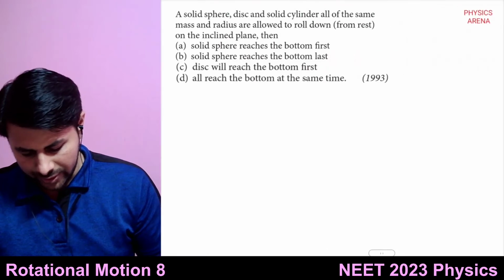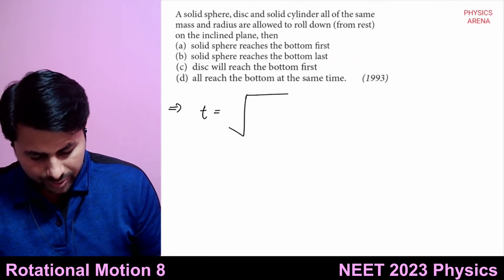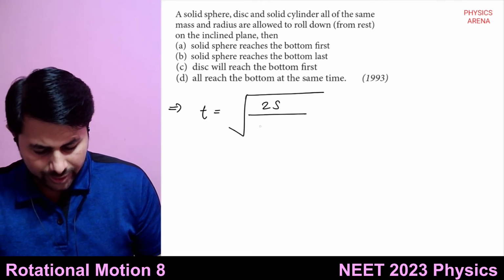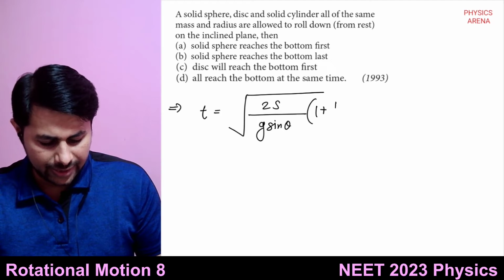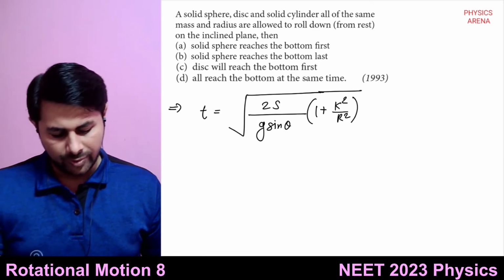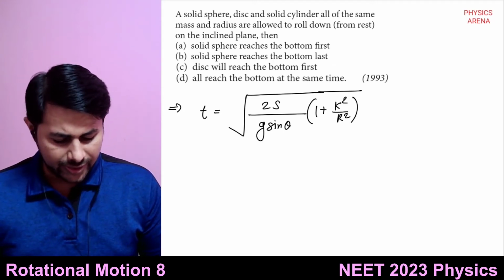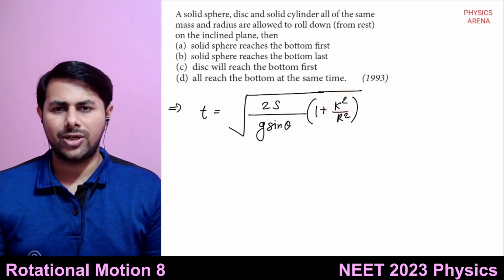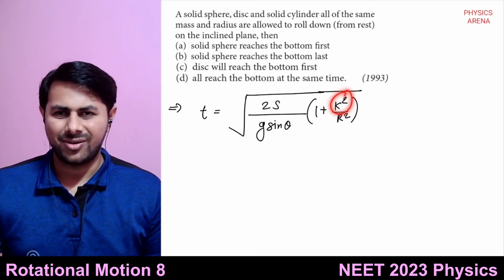So t is equal to what? t is equal to the square root of 2s upon g sine theta multiplied by 1 plus k square by r square. This is the formula. So which is the different thing for these bodies? I already circled it. So it is k, right?